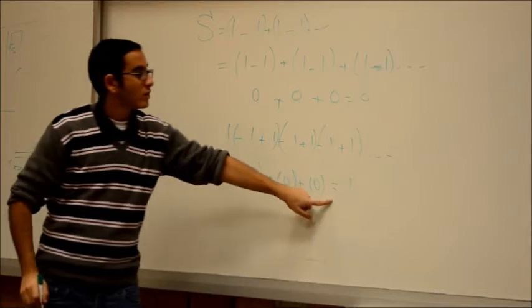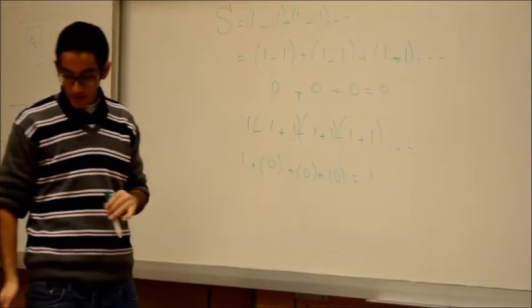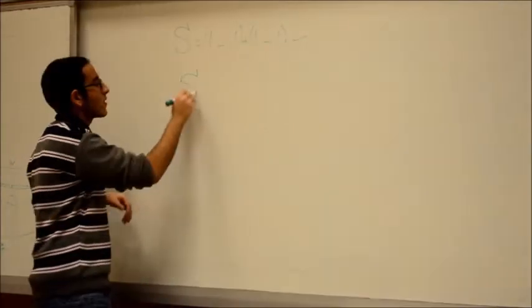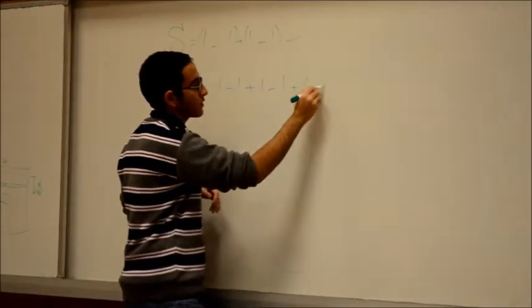Is it going to be equal to 1, 0, or is it going to be equal to a half? You might ask, how can it be equal to a half? All right, so S equals 1 minus 1 plus 1 minus 1 plus 1 minus 1 and so on.